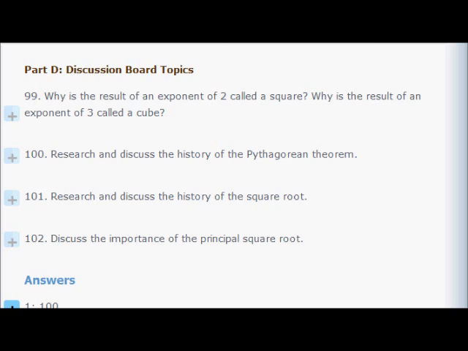Research and discuss the history of the Pythagorean theorem. Research and discuss the history of the square root. Those are both interesting questions. I don't know if you'll have time to look at them, though. Discuss the importance of the principal square root.